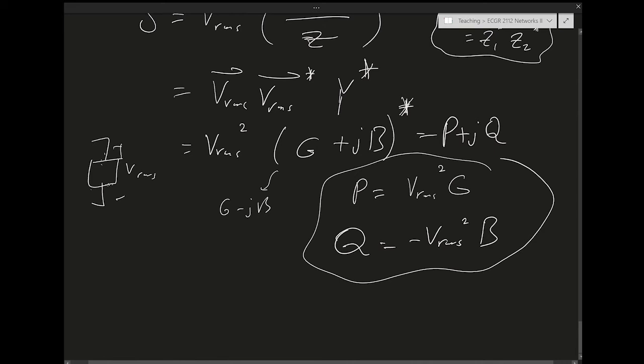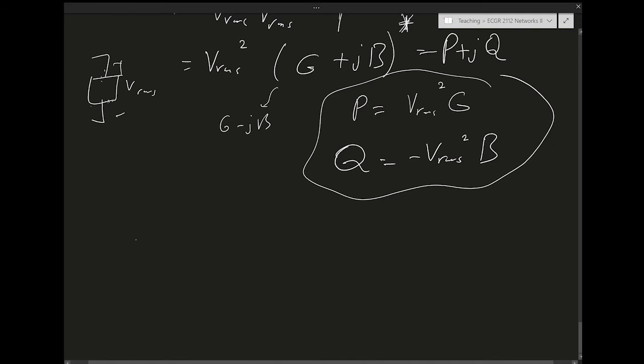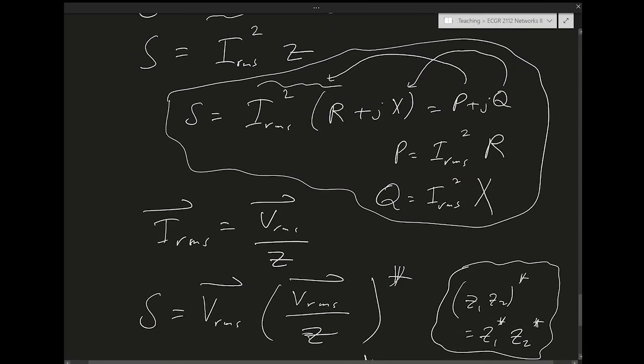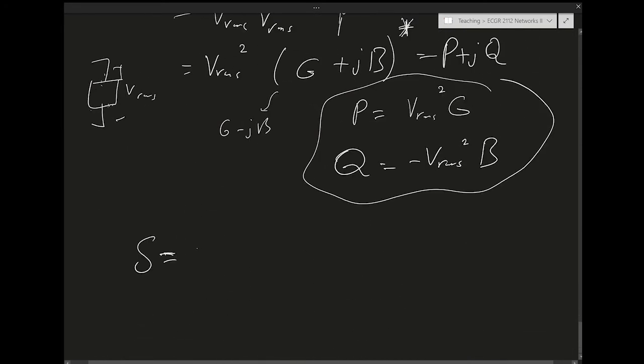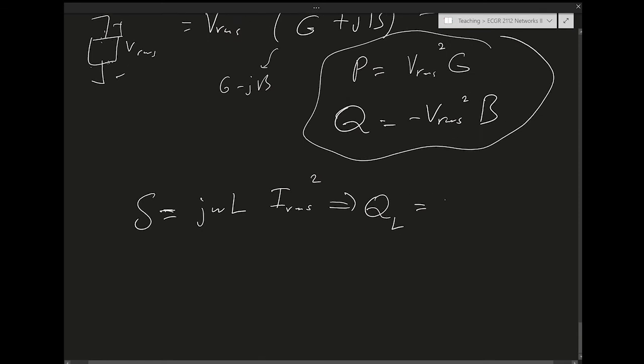Okay, and even if you forget those, they are very easy to rederive. For example, for an inductor, what's the impedance of the inductor? We said it's I RMS squared Z. The impedance of the inductor is just j omega L, times I RMS squared. So this confirms that for an inductor, Q is just the imaginary part, we take the j out, which is omega L I RMS squared.